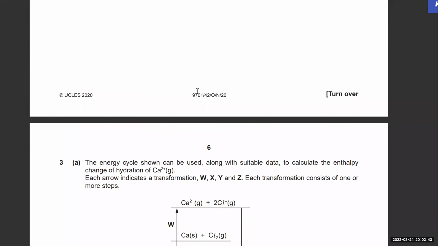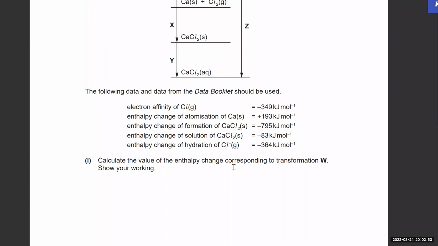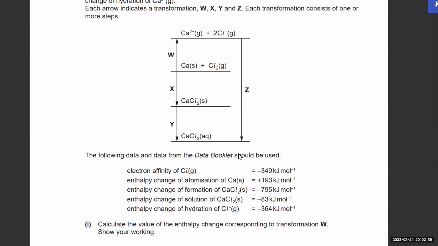I said this one is 42, October/November 20. So we're going to start with the same one. Now, starting with this lattice energy question, he's saying that calculate the value of the enthalpy change corresponding to the transformation, which is W. So we have to calculate this one.